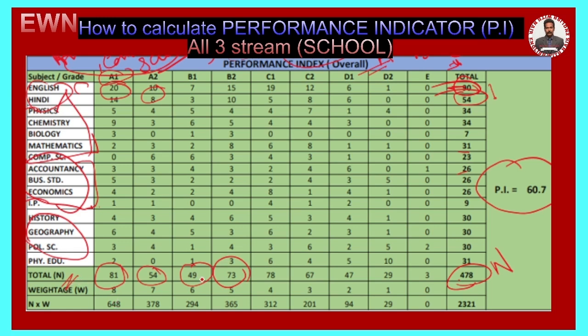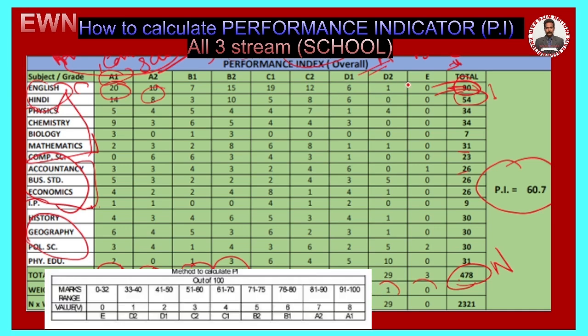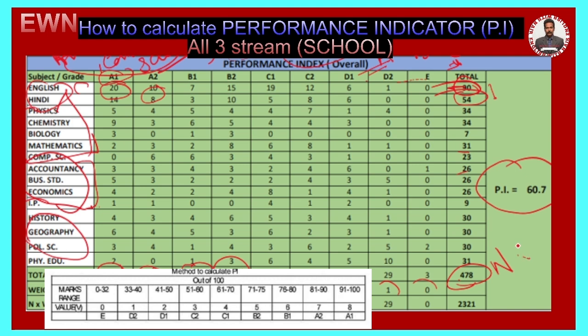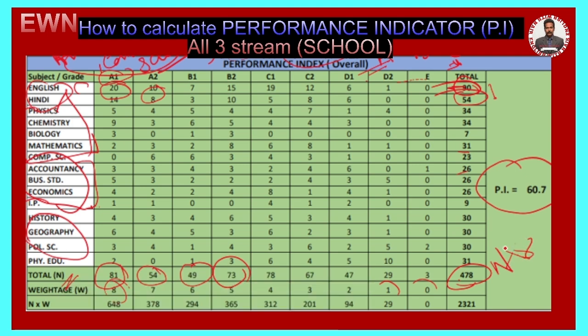And weightage, as we know, we have the same fixed weightage of E as 0, D2 as 1, D1 as 2, and so on. So from E to A, we have 0, 1, 2, 3, 4, 5, 6, 7, 8. A is the highest, the maximum weightage, right? So N into 8, that is the maximum weightage, that will be the denominator. And above will be the aggregate, that is the sum of all the N into W.